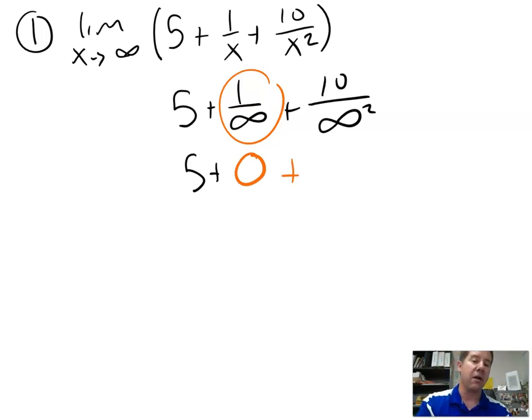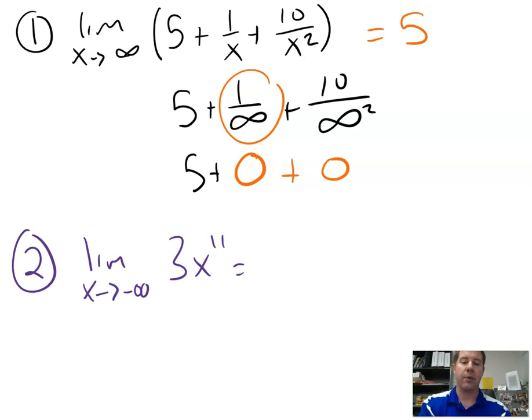And then the same thing happens over here, 10 divided by infinity squared. Infinity squared is an even bigger infinity. So 10 divided by a really, really huge number is also going to go to 0. So in this case, as I go to infinity, I would end up with 5 plus 0 plus 0, or my horizontal asymptote would be at 5. That could be a proof of the horizontal asymptote, or the limit as x approaches infinity is 5.